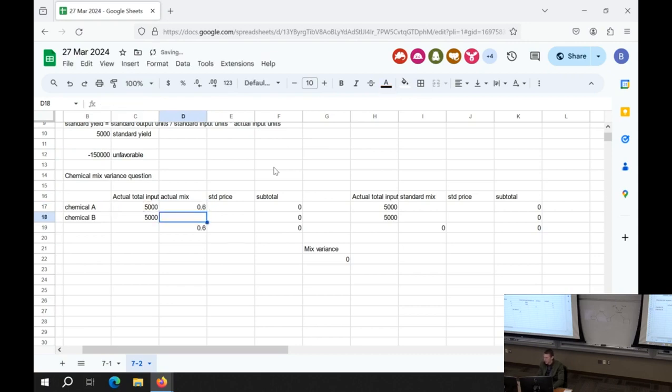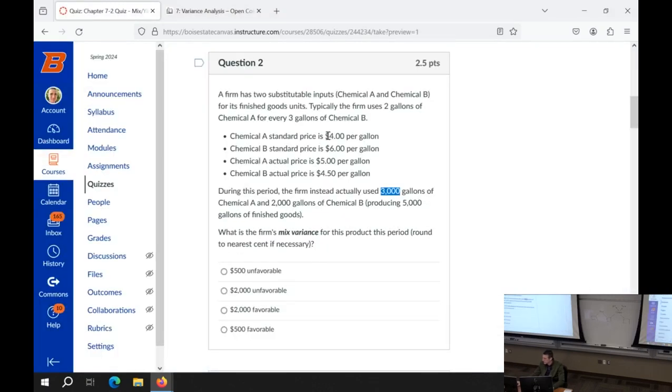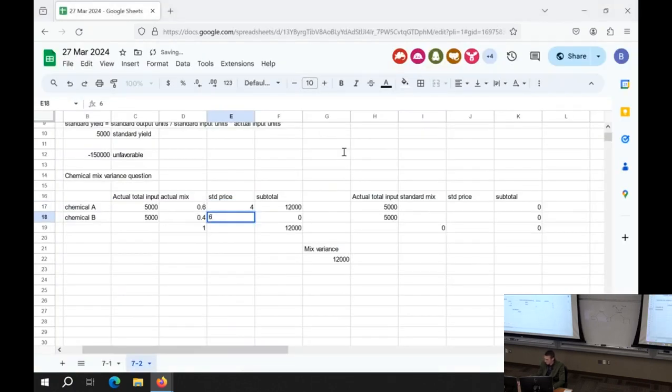3,000 of that 5,000 is chemical A. And 2,000 of that 5,000 is chemical B. Right. Standard prices, $4 for chemical A, $6 for chemical B. Great. So given our actual mix, our costs are $24,000. Now, it's not the actual cost of our chemicals because we still have a number of standard things in here.